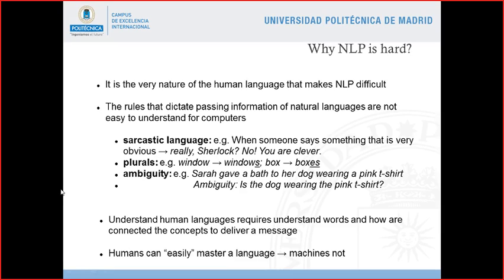Okay. So here, to understand human language requires understanding the words and how the concepts are connected to deliver the message. Okay, and for a computer it's not easy. So in this case, humans can easily master a language, but not machines.